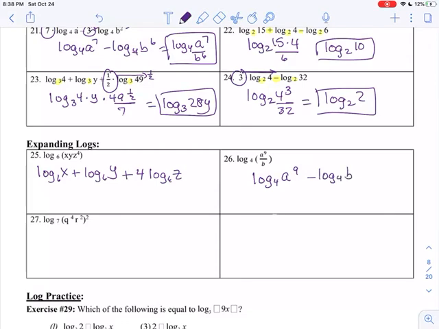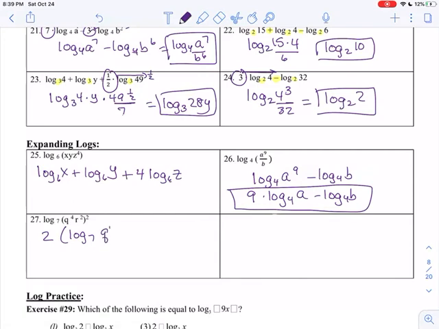When I have division on 26, when I expand it, it's going to be subtraction. So log base 4 of a to the ninth minus log base 4 of b, and then that 9 can come out in front. 9 times log base 4 of a minus log base 4 of b. Okay, so I'm expanding them here.